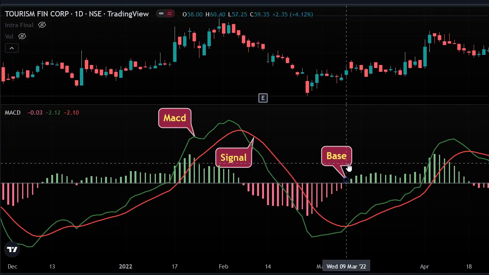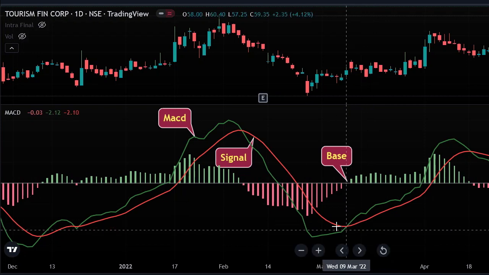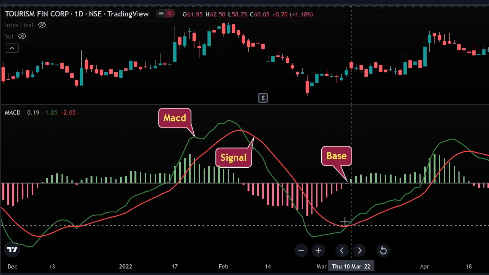So whenever the market converges, it means the distance between the moving averages becomes close. We can see the cross, and the histogram also will change from positive to negative or negative to positive. As we can see, it is happening right here.